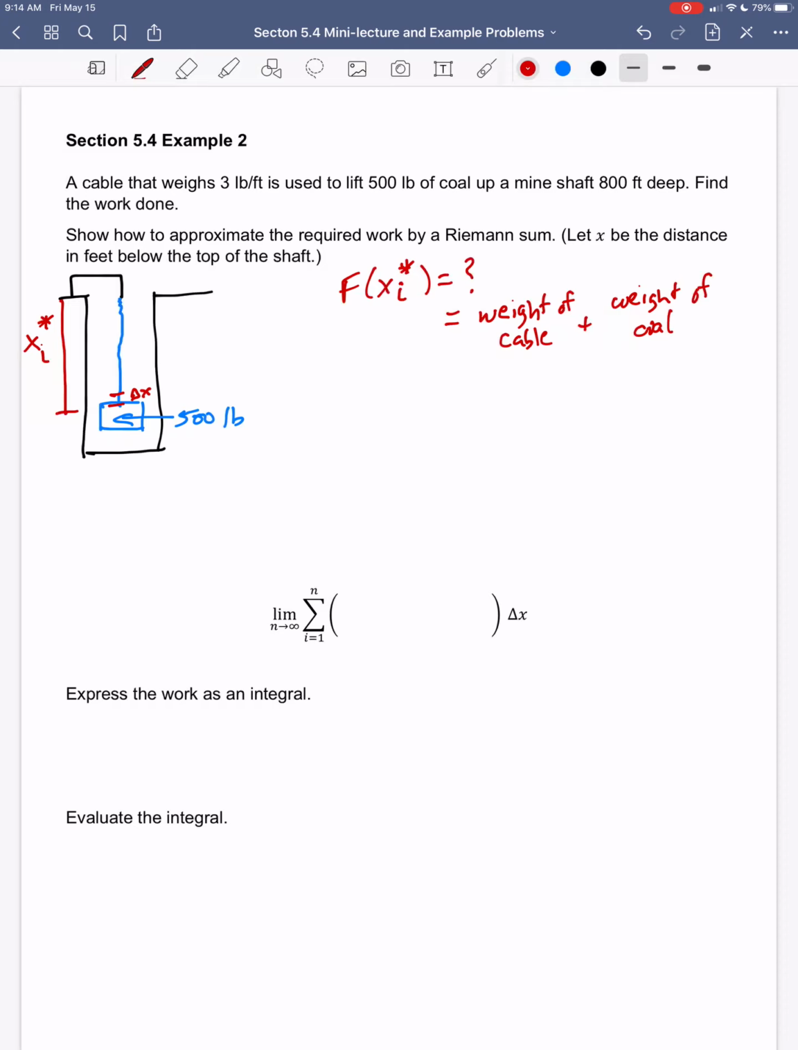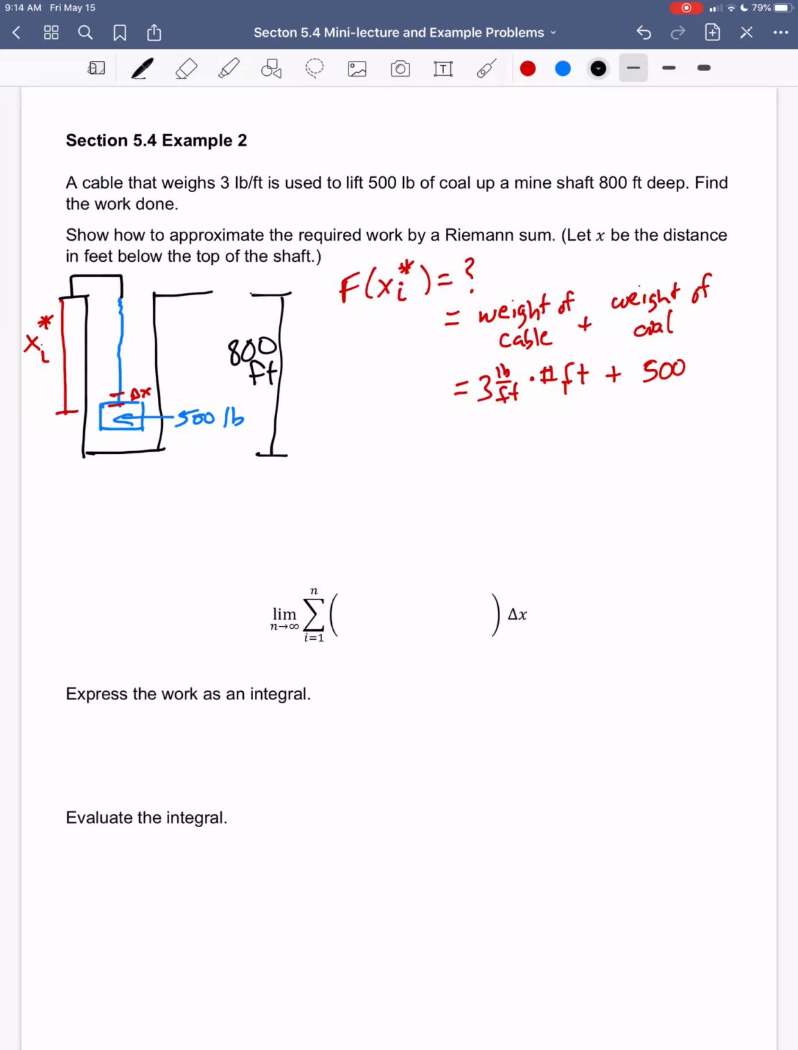How much is the cable? 3 pounds per foot. And then we need to know how many feet. And then the weight of the coal is just the 500. Well, how many feet? That's what we could use this x sub i star for. That's how far down the shaft we are, right? Eventually we want x sub i star to be 0. That'll be up here when the coal's at the top of the shaft. At the beginning, I didn't label that here. At the beginning, I've got, of course, a total distance of 800 feet.